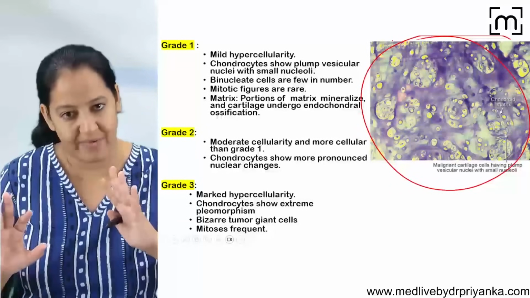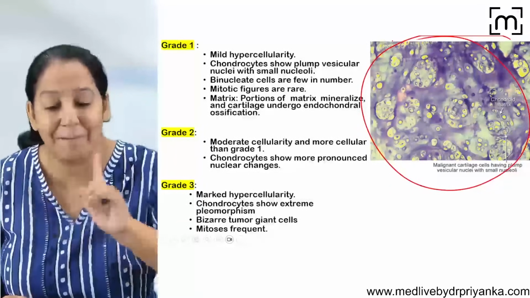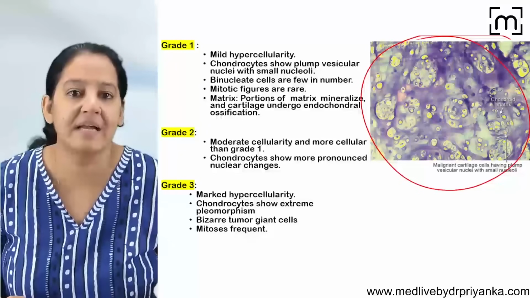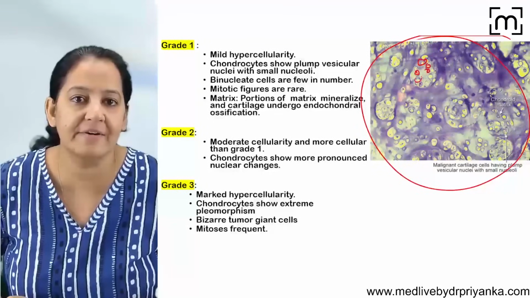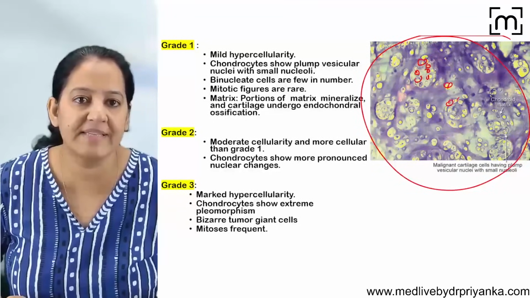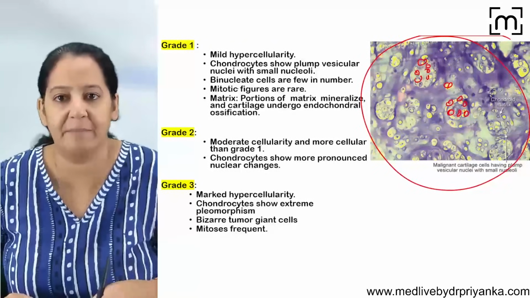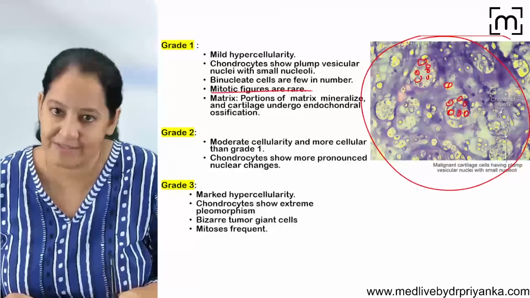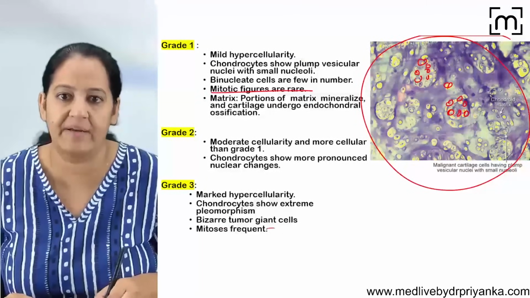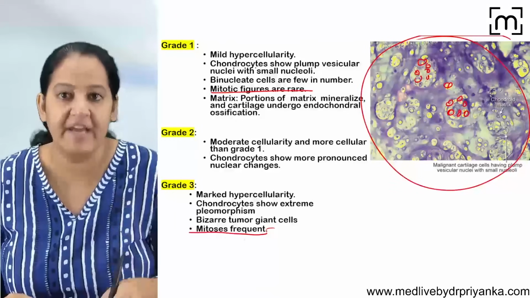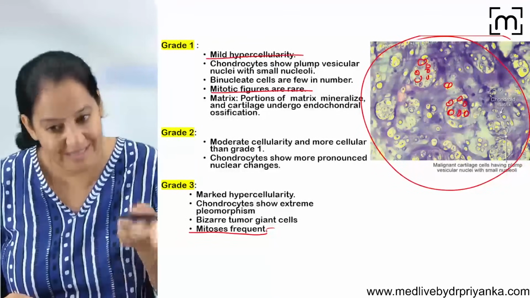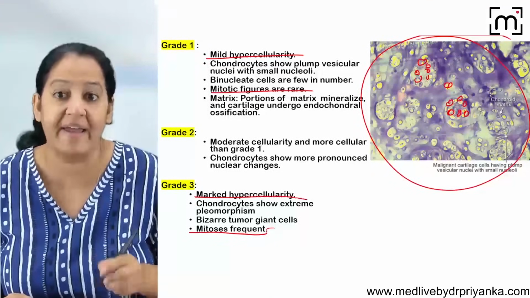Don't concentrate on the matrix. Concentrate on the cells, the malignant cartilaginous cells. Can you appreciate the cells are in clusters here? You can see all these cells. All these cells are in clusters. Look at the mitotic activities of the cell. If the mitosis is low, it is grade 1. If mitosis is frequent, it's high grade. Look at the cellularity. If cellularity is low, it's grade 1. If cellularity is high, it's high grade.